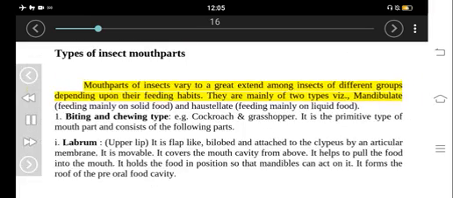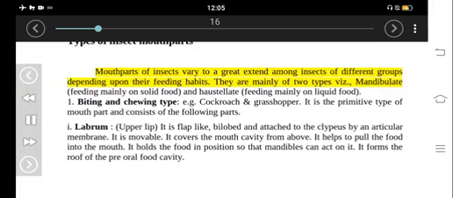Mouthparts of insects vary to a great extent among insects of different groups depending upon their feeding habits. They are mainly of two types, viz. mandibulate, feeding mainly on solid food, and haustellate, feeding mainly on liquid food. 1. Biting and chewing type, e.g., cockroach and grasshopper. It is the primitive type of mouthpart and consists of the following parts.